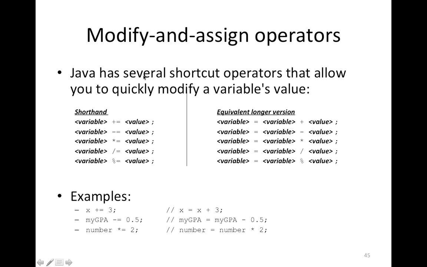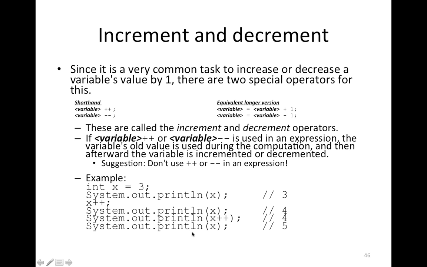Modify and assign operators. Java has several shortcut operators that allow you to quickly modify a variable value. Like variable plus equals means the same as variable equals variable plus value. We saw that, right? And variable minus equals, it's the same as any other programming language you are aware of. Then increment and decrement: you can just use the shorthand operator plus plus, or you can do plus one or minus one.